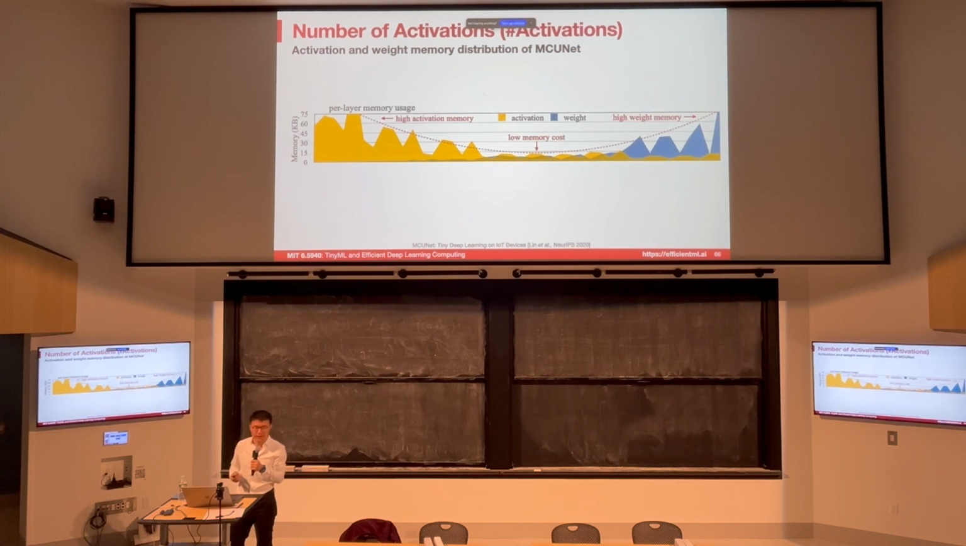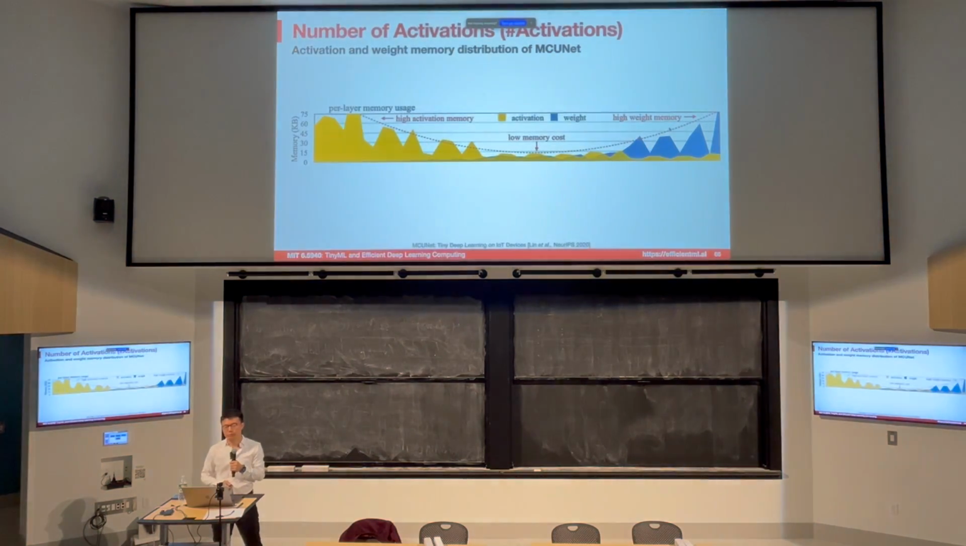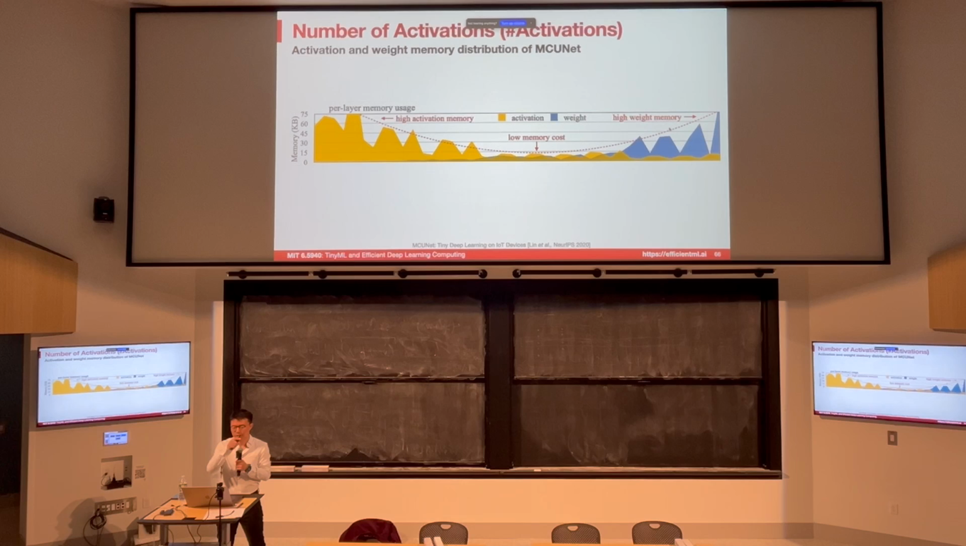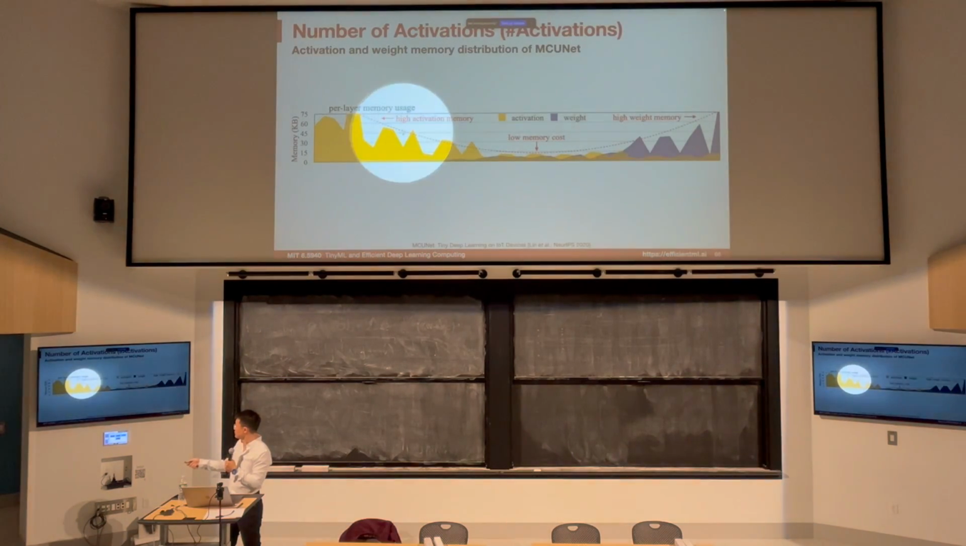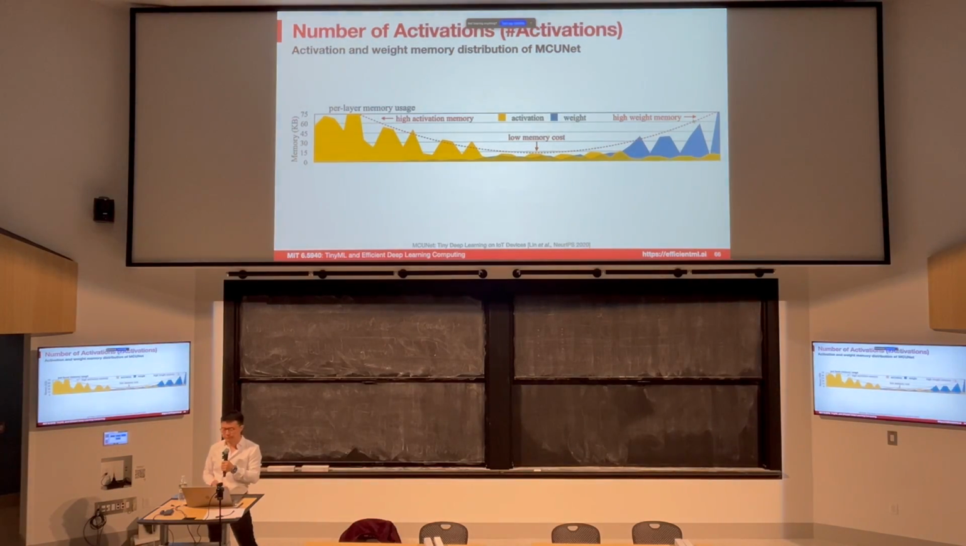And usually for CNNs, the distribution for the weight and activation is different. The yellow part is the activation. The blue part is the weight. It's U-shaped. Okay? Initially, the activation memory is large. Later, the weight memory is large. This is due to it has high resolution, and this is due to it has a larger number of channels.